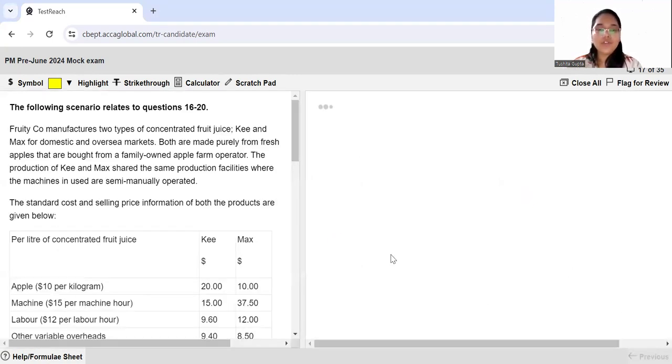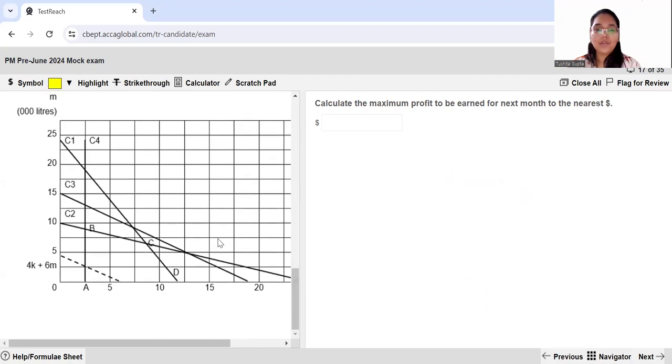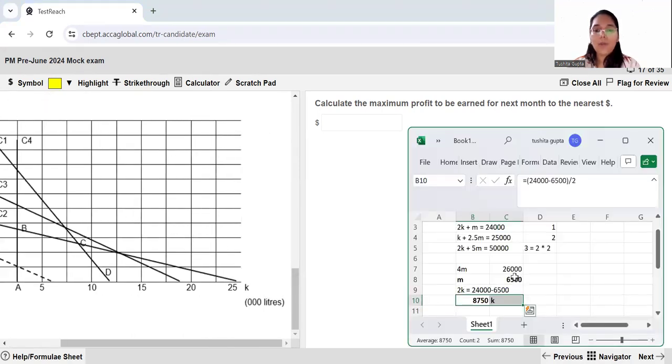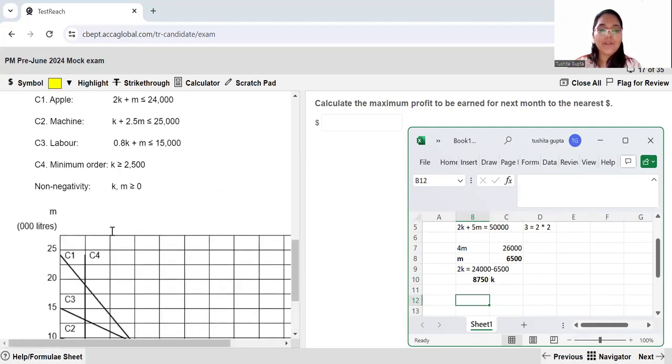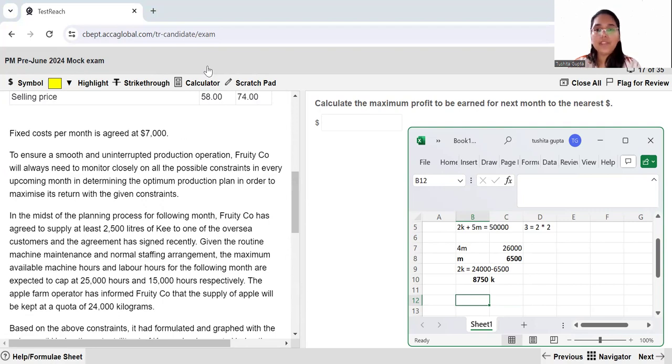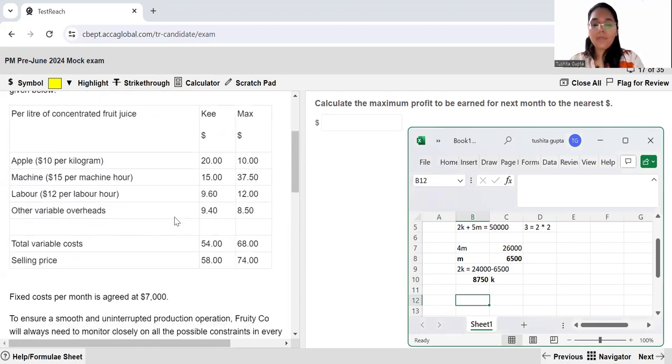Moving ahead to the next question, you have to calculate the maximum profit to be earned for the next month to the nearest dollar. So we've already found out the optimum production plan. Let us find out the contribution, and then from that I will subtract my fixed cost to arrive at the profits. So over here I have the total variable cost as well as the selling price. My apologies, let's first find out the total contribution. So contribution for K and then M.